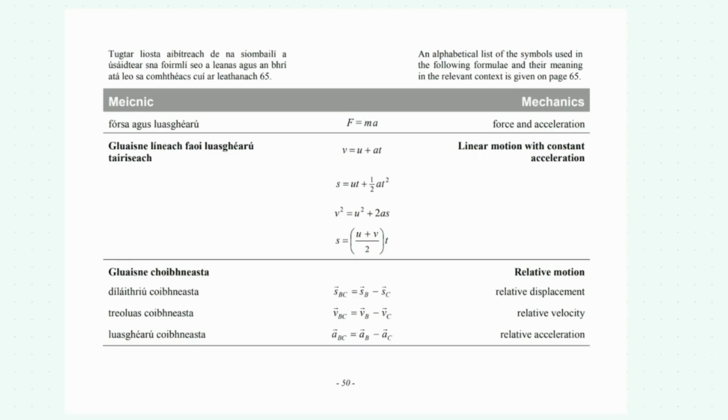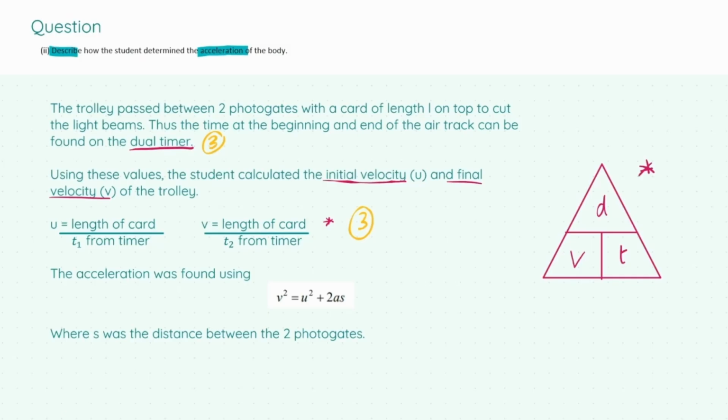Then to find the acceleration, we are going to use a formula here on page 50 of our tables book. We are using this equation right here. V squared is equal to U squared plus 2AS. And so you get the final 3 marks of this part of the question for using the relevant formula at the end to get the acceleration. So in this case it is V squared is equal to U squared plus 2AS.